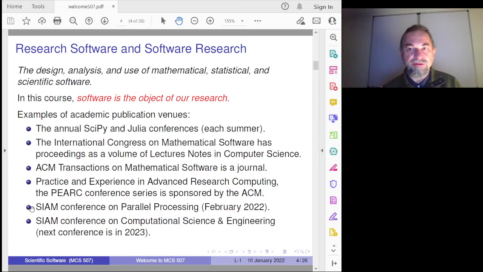So just as we look at numerical algorithms, numerical analysis as a valid field of study, the analysis of algorithms for continuous problems, we could also consider software as a proper subject. So in that sense, what is emphasized in red here is that studying software is actually also a valid topic.